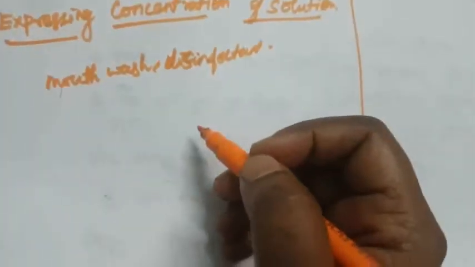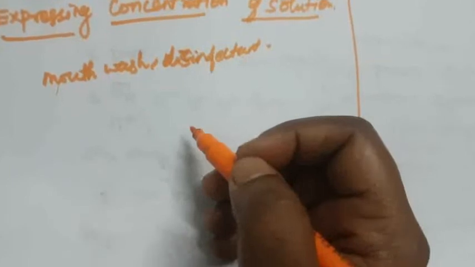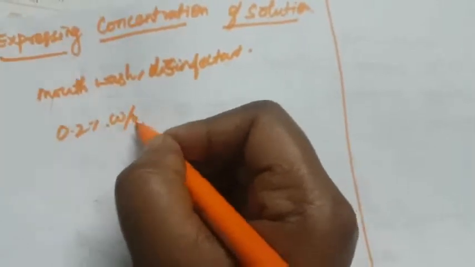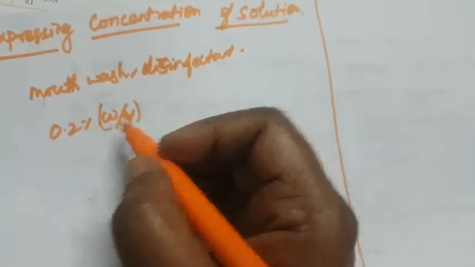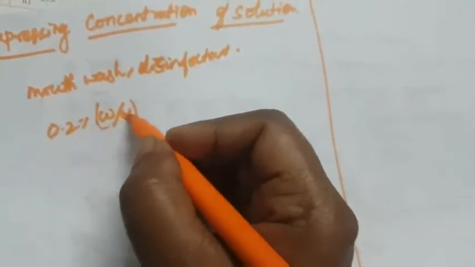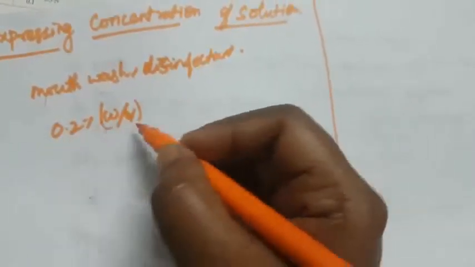So do you notice about that? They express the concentration of the ingredient. That mouthwash solution contains 0.2% weight per volume. So what is the meaning of that? That is, the solution containing 0.2%. Total volume la ivlo percentage வந்து இந்த solution இருக்கு.